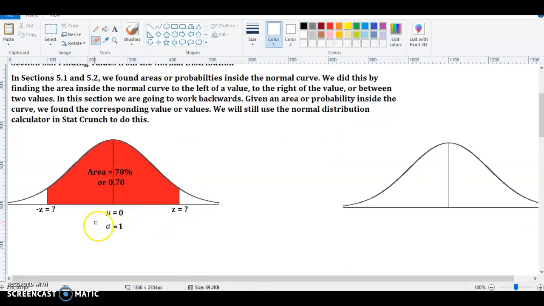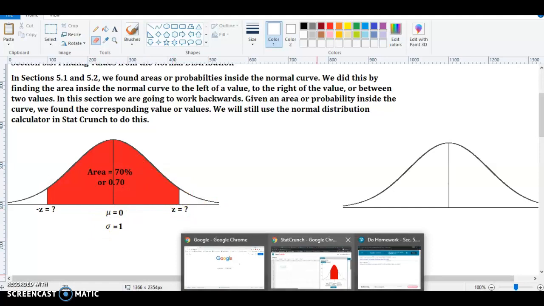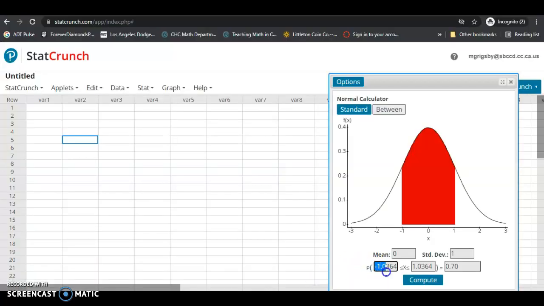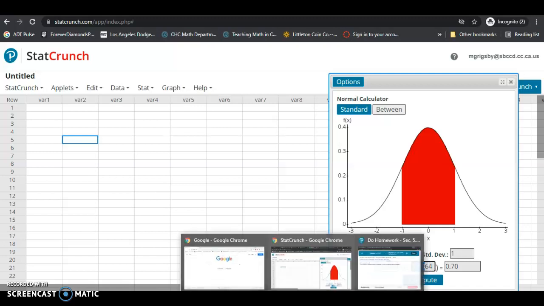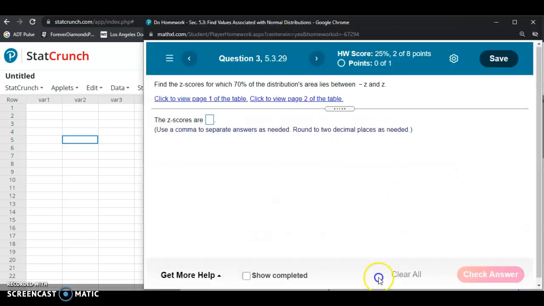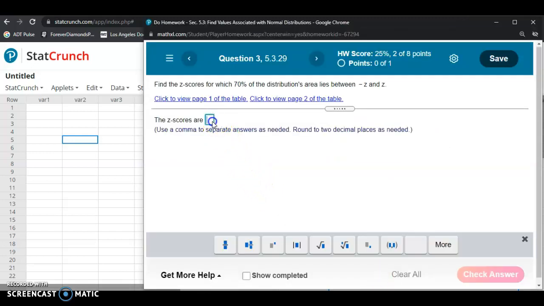The area in the middle between the two z-scores is 70%. According to the calculator, one of the z-scores is negative 1.036, and the other one is positive 1.036. So it works out for this type of problem that the z-scores are the same value, but one's positive, one's negative. We're going to round these to 2 decimal places, so the negative z-score is negative 1.04, and the positive one is 1.04 as well. I think you can enter them in any order, so 1.04, comma, negative 1.04, as long as you separate them with a comma.